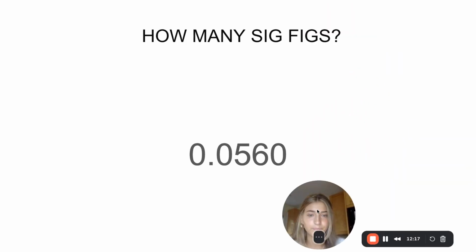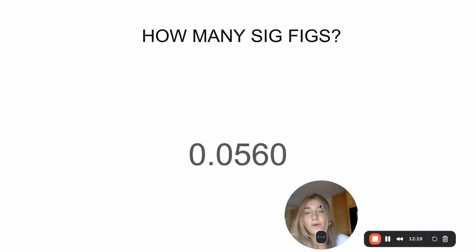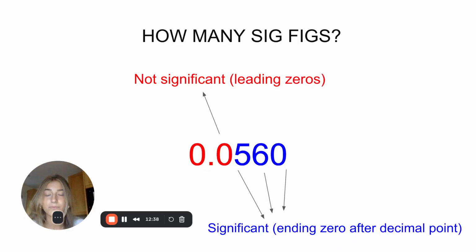Now, let's see. This number here is 0.0560. How many significant figures are there? I'll give you 3 seconds, but if you need more time, you can always pause the video. 3, 2, 1. There are 3 significant figures in this number.